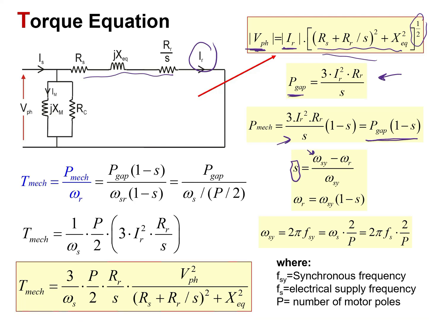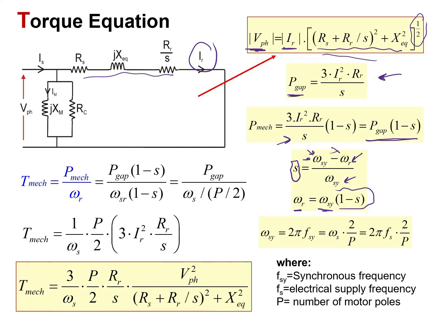So these are exactly the same. So this is the synchronous speed in radians per second. This is the rotor speed in radians per second. And this is the synchronous speed in radians per second. Now, as we did before, the rotor speed in radians per second is equal to the synchronous speed in radians per second times 1 minus the slip.